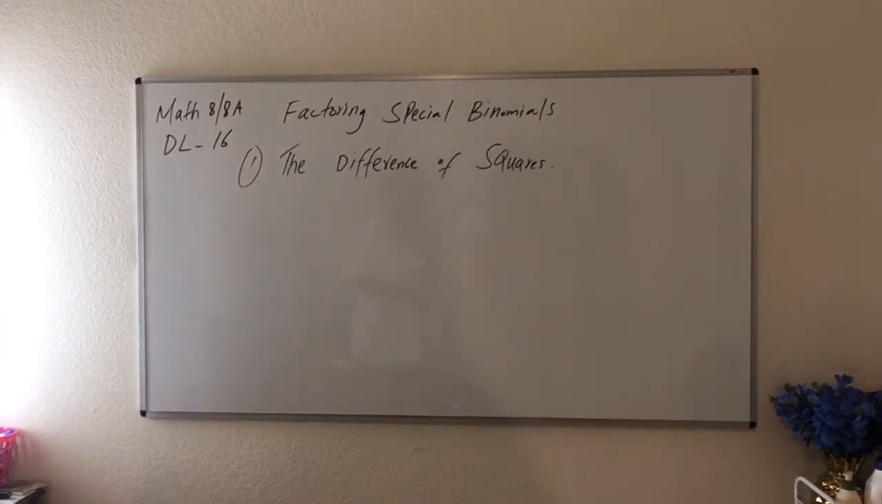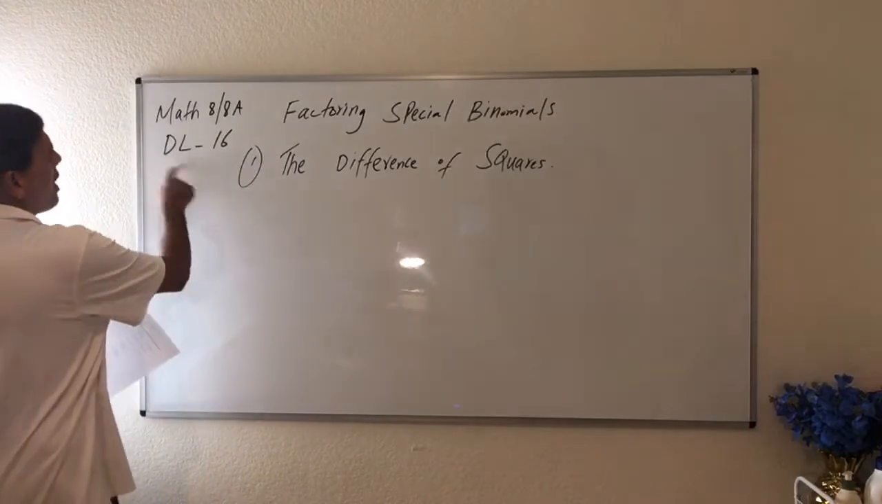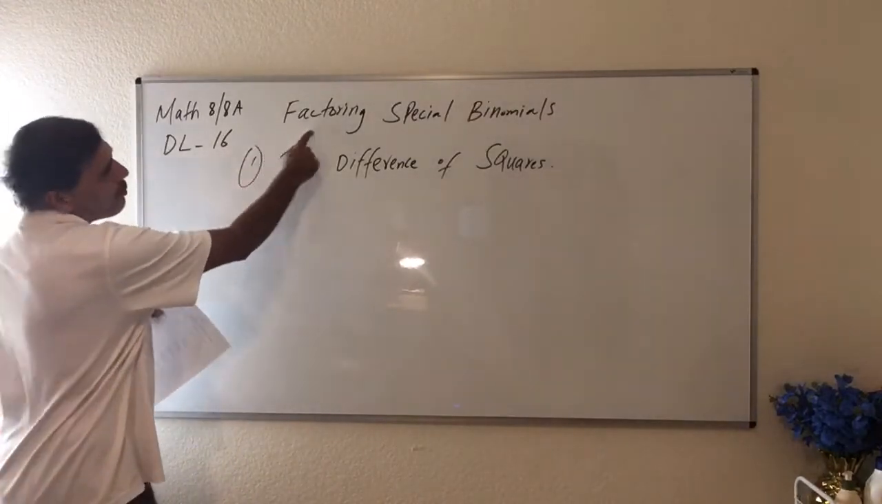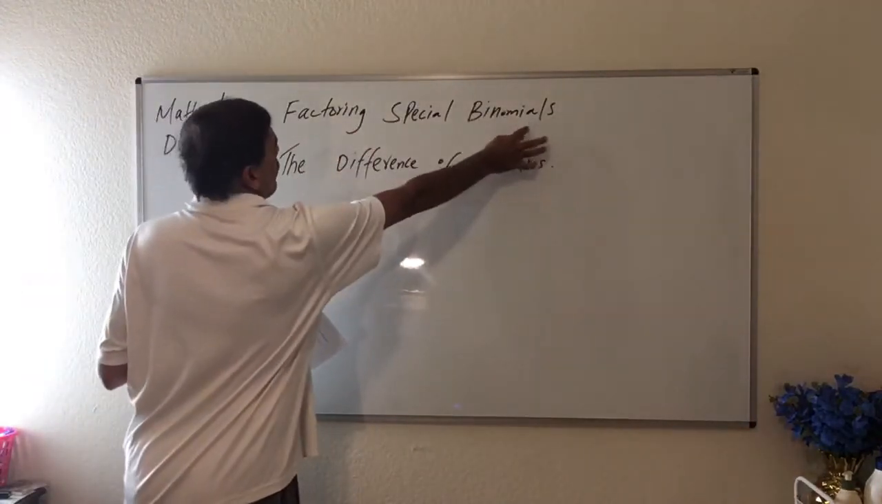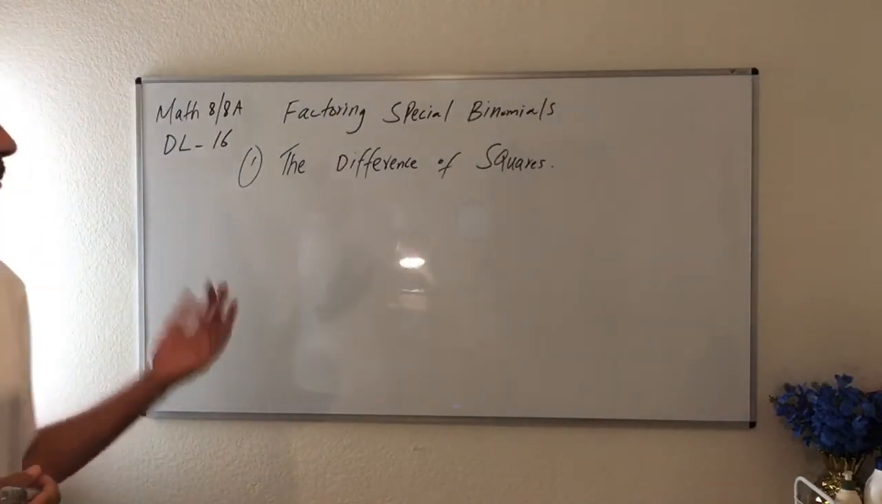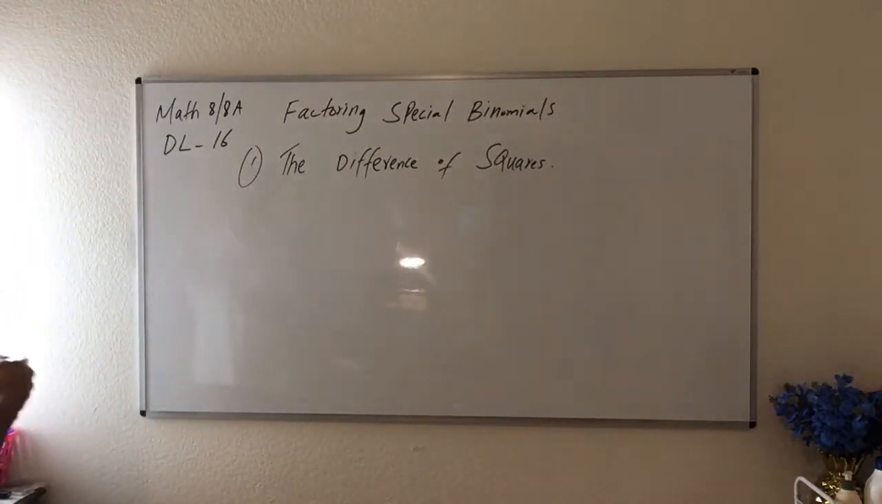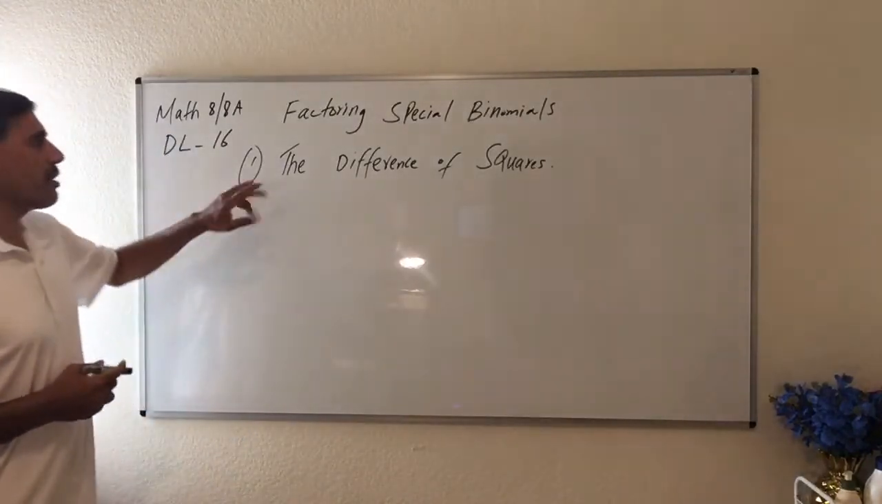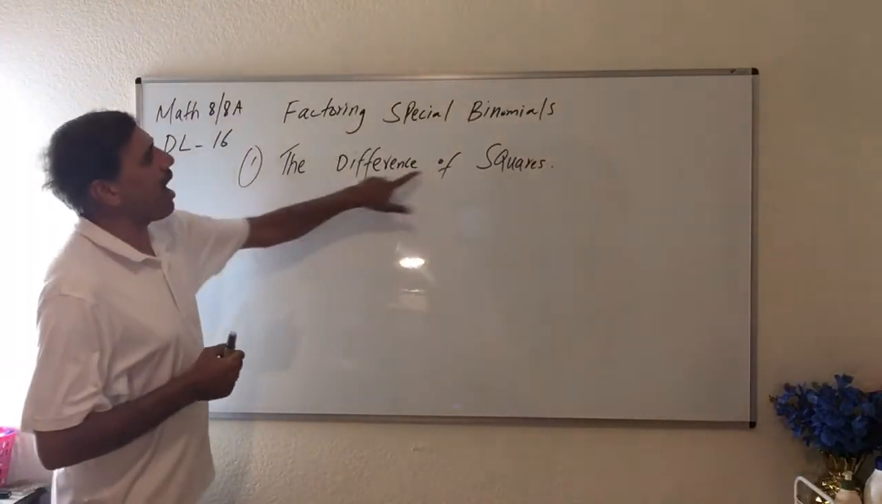Oh, hello everybody. The next lesson we're going to do is DL16, factoring special binomials. We have a total of three special binomials. We're going to talk about them one at a time. Today's is called the difference of squares.